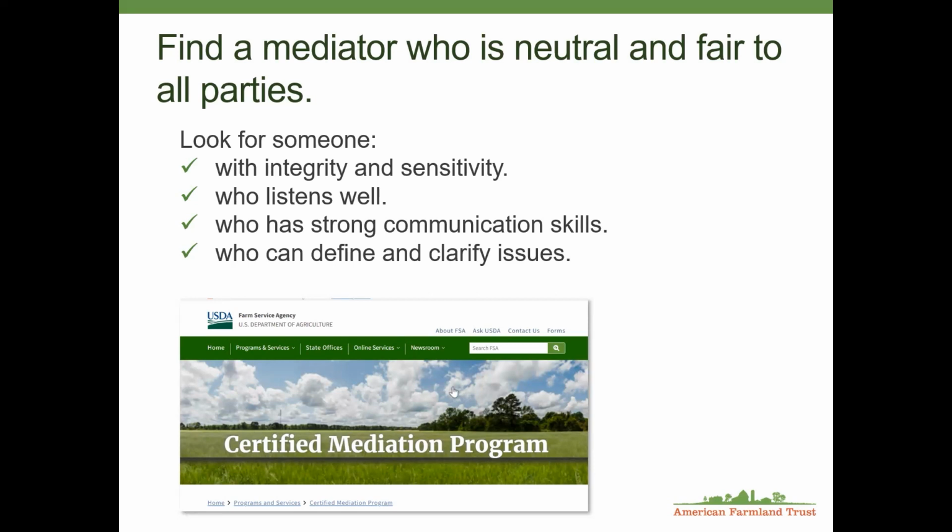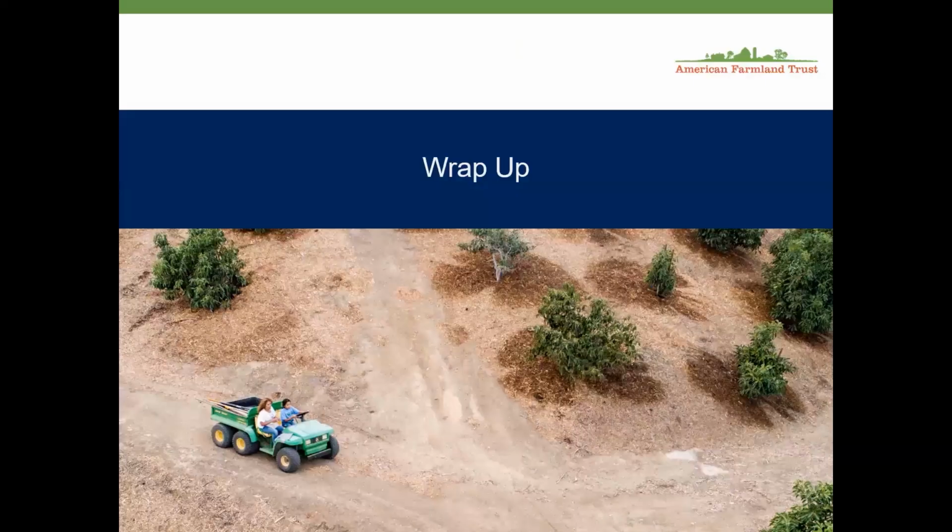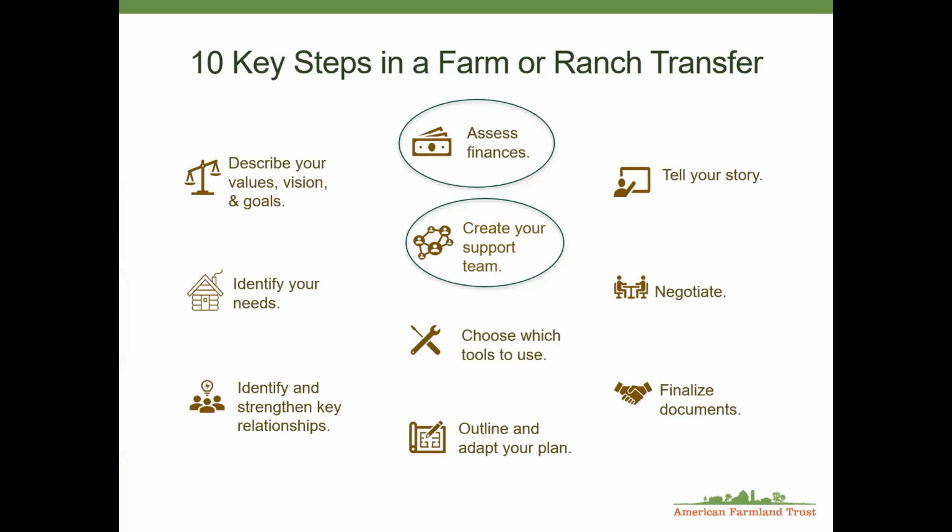If you are reviewing materials associated with this module, now would be a good time to review the Build Your Team worksheet to think about what kind of team you need to have a successful transfer. As a reminder, as we begin to wrap up, here are the 10 key actions in a farm or ranch transfer planning process. Remember, it's not a linear process, and while a certain amount of order makes sense, you likely will find you move forward and back several times throughout the process.